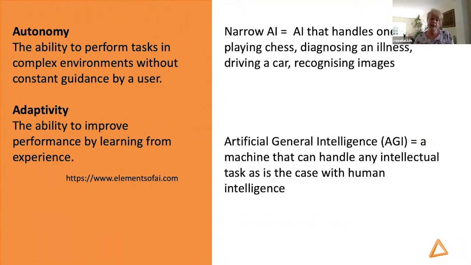But then we also need to think about narrow AI versus artificial general intelligence. Now, most of the systems that we have today are what's called narrow AI. They handle one task. So they can play chess, or they can diagnose an illness, drive a car, or recognize an image. If we think about a human who might be able to diagnose an illness, they can probably also play chess, drive a car, and recognize images. And that's what artificial general intelligence is trying to achieve. It's trying to build machines that can handle any number of intellectual activities, as we do, not just the one.